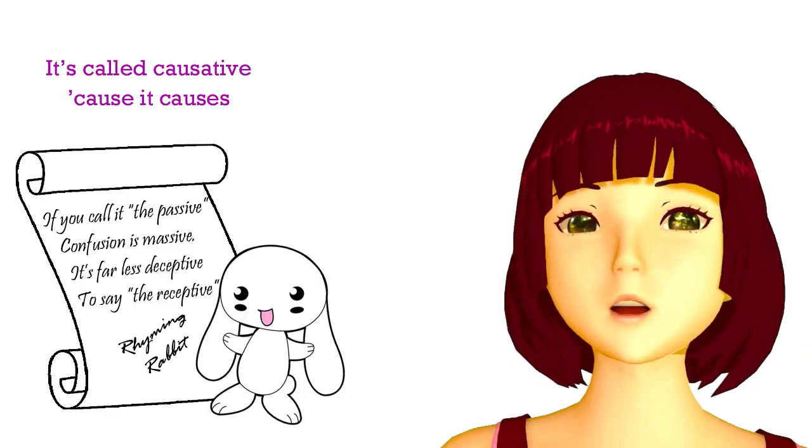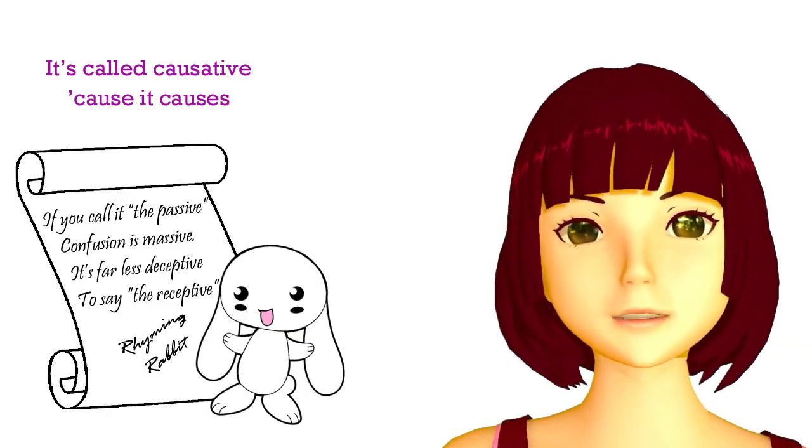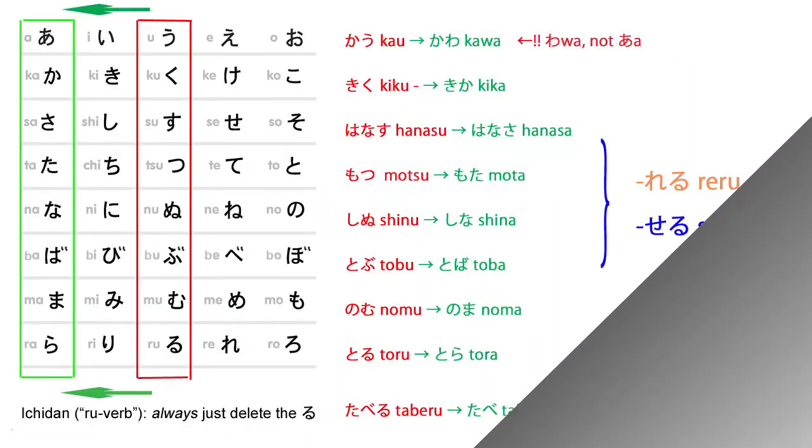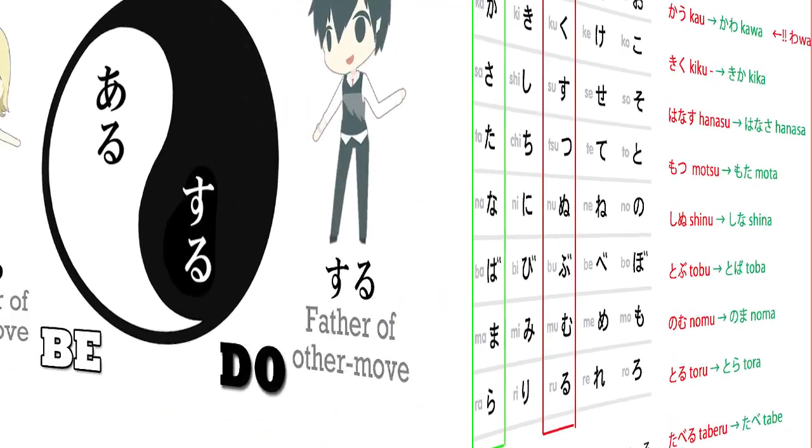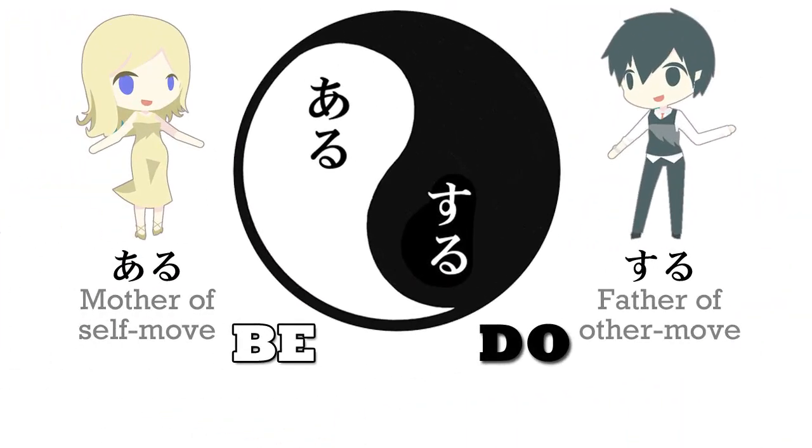It's a helper verb which, like the receptive, goes on to the end of the a stem of another verb. And while the receptive helper is reru, rareru, the causative helper is seru, saseru. If they sound rather close to each other, there's a good reason for that. As we have noted earlier, the Eve and Adam of Japanese verbs are aru and suru, be and do.